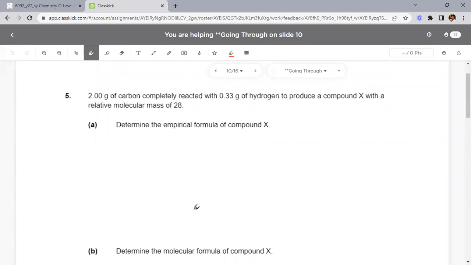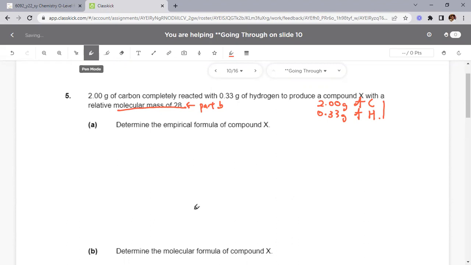The question says 2 grams of carbon completely react with 0.33 grams of hydrogen. So I know compound X consists of 2.00 grams of carbon, and I know it's made out of 0.33 grams of hydrogen. The relative molecular mass is 28. Now, this one here is mainly used in part B.